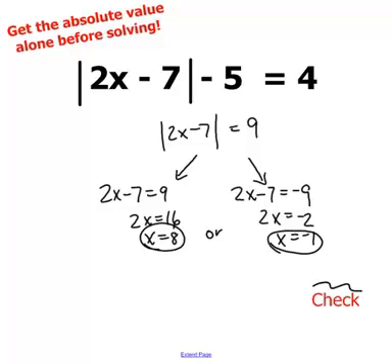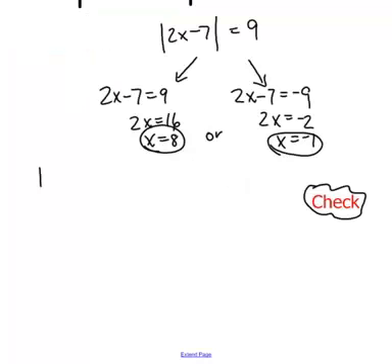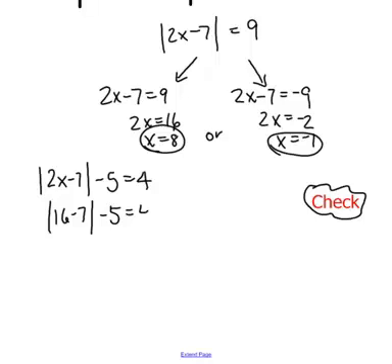Can't forget my lovely check. I'm going to show my check. I'm going to actually do it with the original equation. 2x minus 7 minus 5 equals 4. Plug in my 8. 16 minus 7 minus 5 equals 4. And 16 minus 7 is 9, minus 5 equals 4. And so I get 4 equals 4. These are not formal checks. If you're asked to do a formal check, you can make it neater or whatever you need to do.